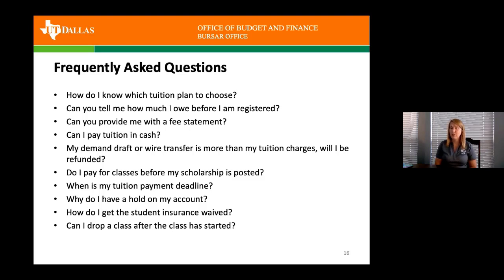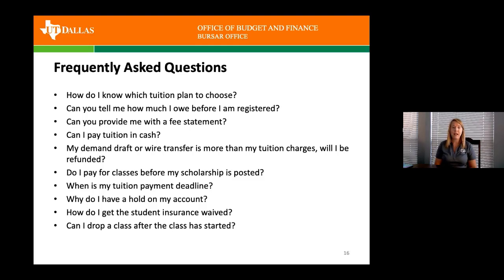If you need to get your insurance waived, students ask us a lot of times, why are you charging me student insurance? We can't take that off. You have to contact the student health services. You would have to show that you have other insurance, and then they would notify us to take that off. So that would definitely need to go through the student health services.